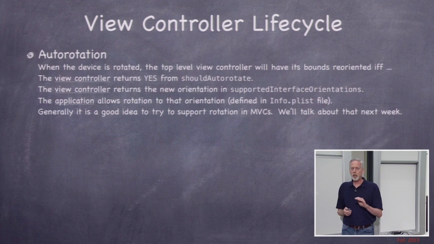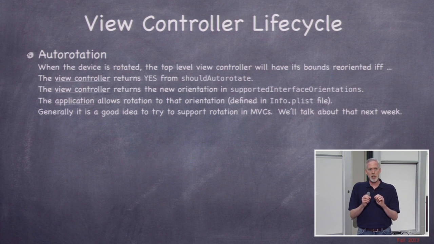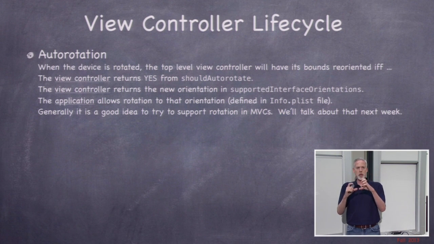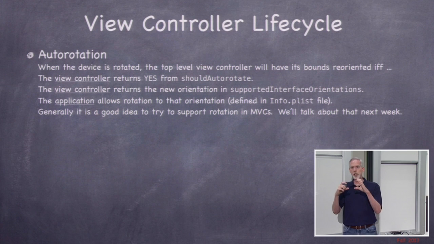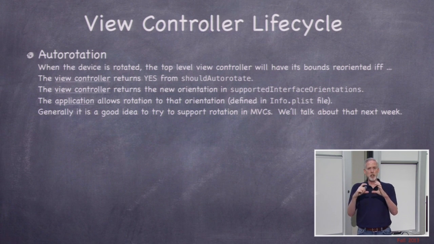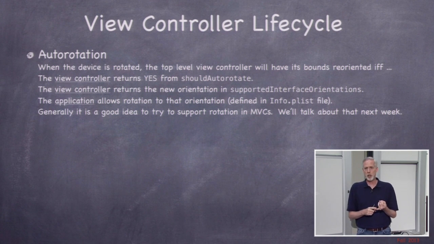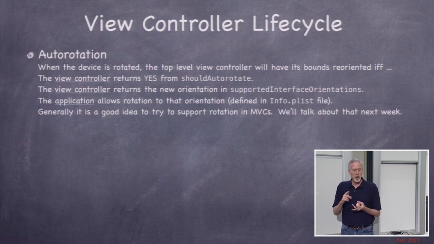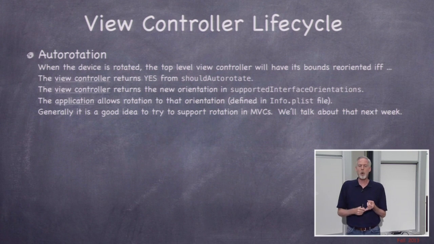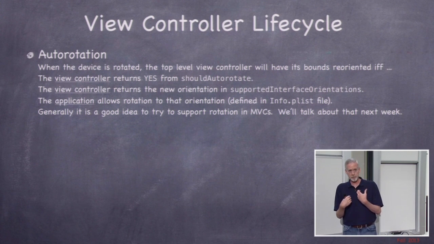So I want to talk a little more about auto rotation. This is the thing where you turn the phone and your geometry automatically gets changed. That automatic change to the new geometry only happens if these conditions are true. Your view controller has to return yes from shouldAutorotate, which is the default. Your view controller has to return that new orientation from supportedInterfaceOrientations. That is a method that returns an enum.